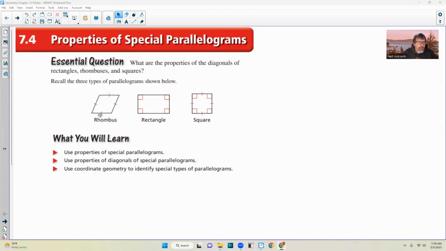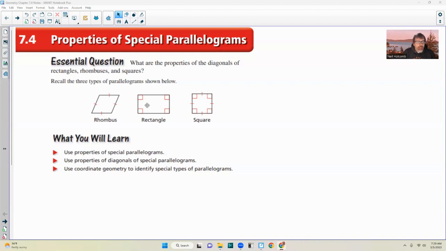So a rhombus is like a square, but if you could picture it, the top is just pushed over a little bit. All four sides are still congruent, but this angle is greater than 90 now, and so is its opposite, and this angle is less than 90, and so is its opposite, okay?